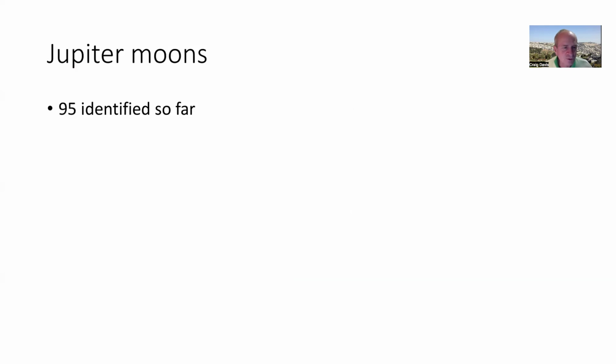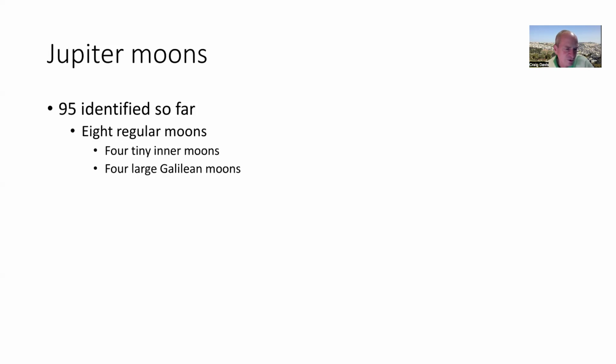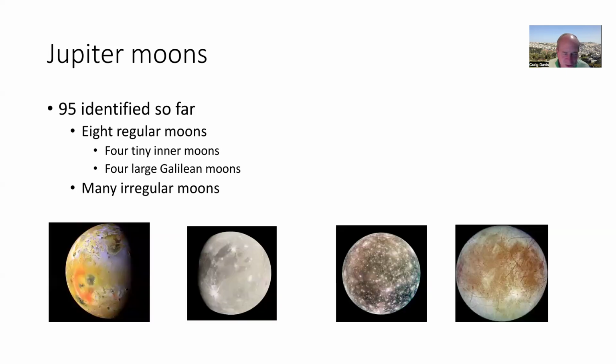So let's talk about Jupiter's moons. 95 have been identified so far. There are 8 regular moons, 4 tiny inner moons, 4 large Galilean moons. The Galilean moons were the big ones that Galileo Galilei saw almost right away when he invented a telescope and looked at Jupiter. There are many irregular moons, and those are the pictures of the 4 large Galilean moons.